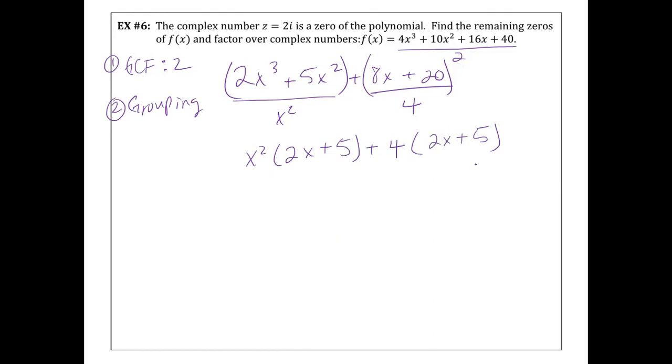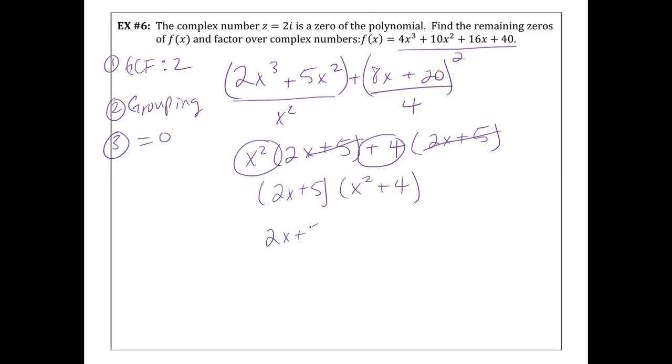Now, what is my common factor? 2x plus 5. I take out 2x plus 5, and I'm left with what? I'm left with x squared plus 4. Do we see that? Okay. Now I finished my grouping. What was the third step? Third step is set equal to 0. So I take each factor and I set it equal to 0. Yes? So each factor set equal to 0.